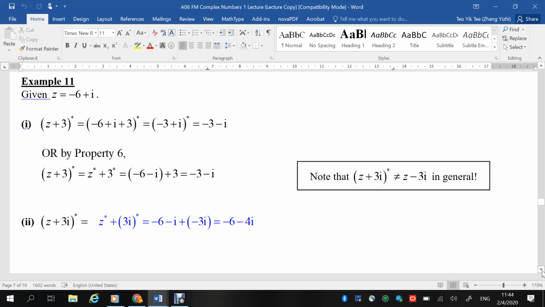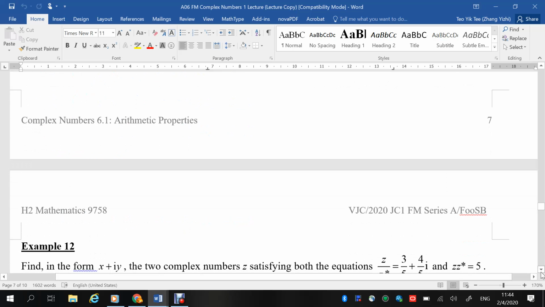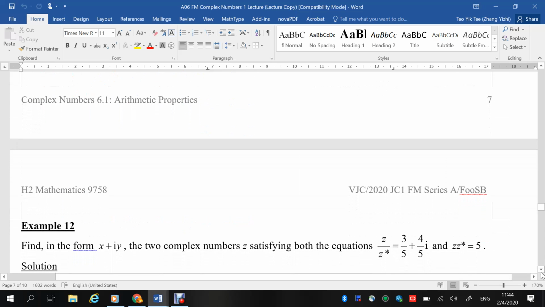Okay, so let's look at example 12, which is more critical. The question says find the form x plus iy, complex number z satisfying these two equations. Yesterday we started off with 4 operations. Then we moved up to power 1 equation, power 2 equation, and now we escalate one step up, to simultaneous equations. In secondary school, what are the methods that you learn to solve simultaneous equations?